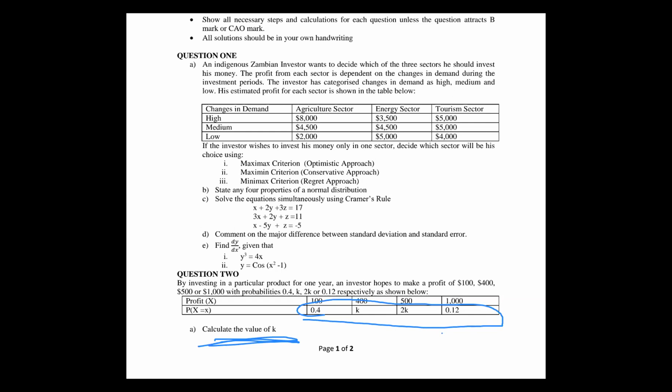So in short, the total probabilities sum up to 1. From that, we know that once we add all these, 0.4 plus K plus 2K plus 0.12, they should equal what? Equal 1. Is that clear?